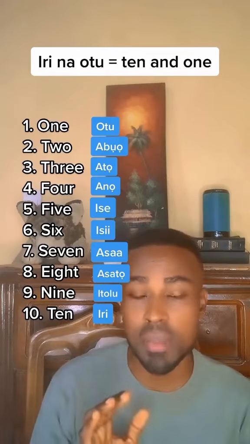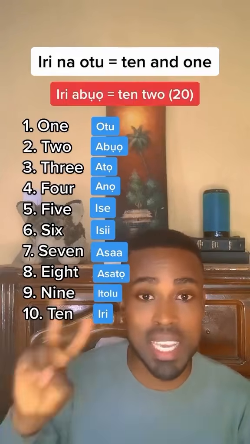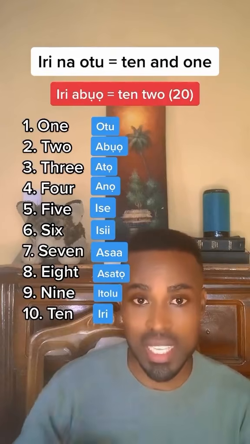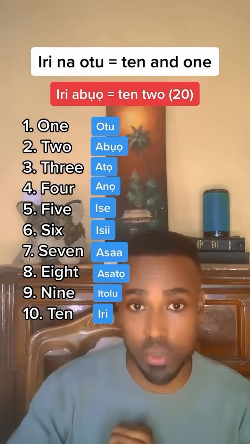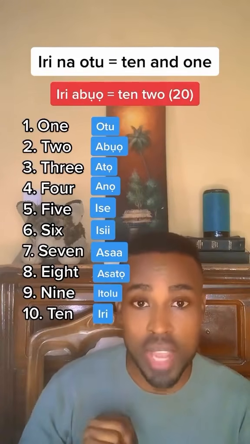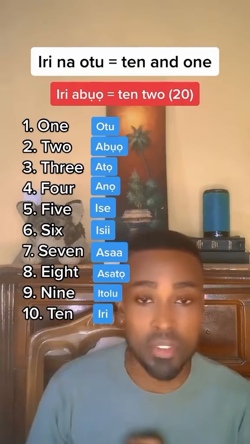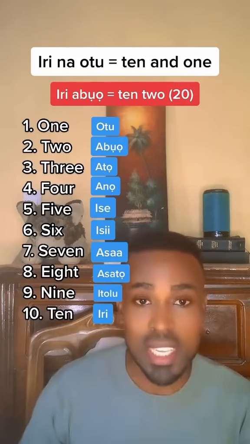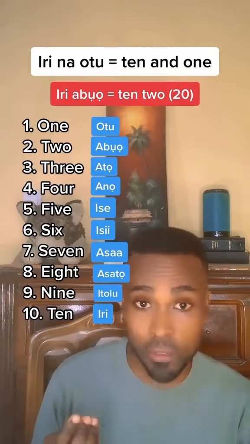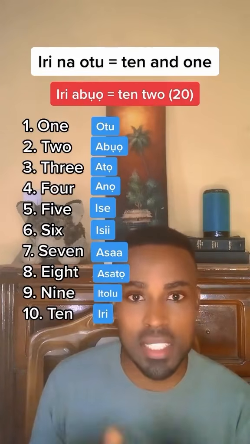And how do you count something like 20? 20, iri abụọ. So you just say 10, 2. Abụọ is the word for 2, right? So iri abụọ is 20. Iri atọ is 30. Iri anọ is what? 40. Yes. And how do you say 60?